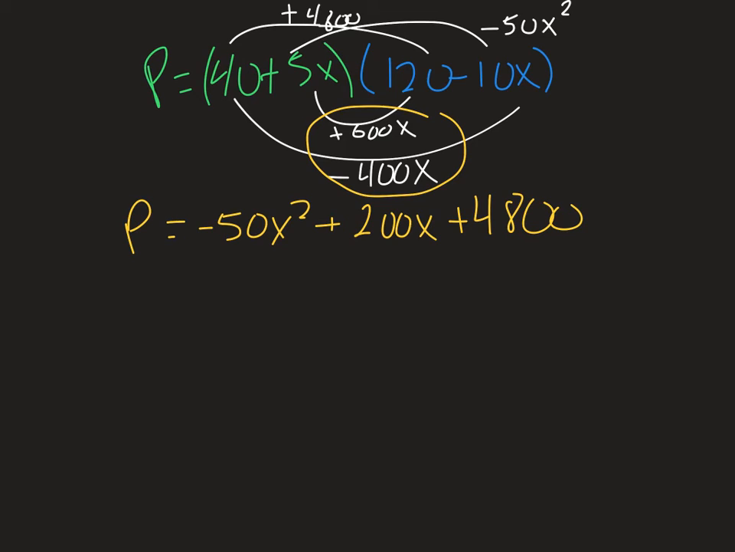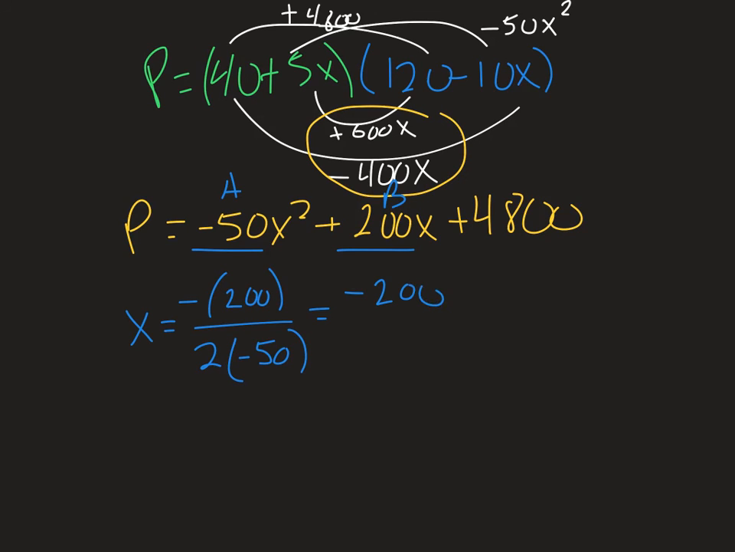Now that we have it in standard form, we only have to look at our A term and our B term. In this case, negative 50 for A and 200 for B. We're going to use our vertex formula. So x is going to equal negative B, so negative 200, over 2 times A, in this case negative 50. Be very careful with your negative signs when you're going through these. That's a very common place to make a mistake. We simplify: negative 200 divided by negative 100, which is positive 2.